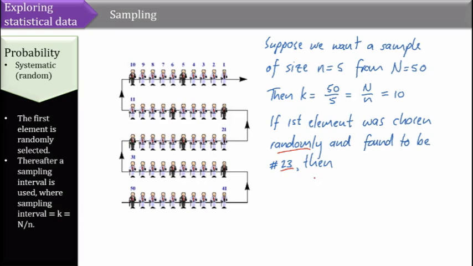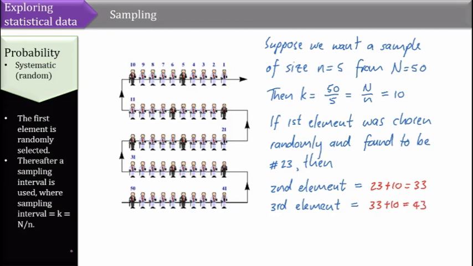Now, who will be the next person? Well, seeing as the first one is 23, and the pattern that I need to follow is 10, it means that the next person will be 23 plus 10, which is 33. So the first person will be 23, and then the next person will be 33. Then I take the 33 and I add 10 to that. So that gives me 43 now as the next person.